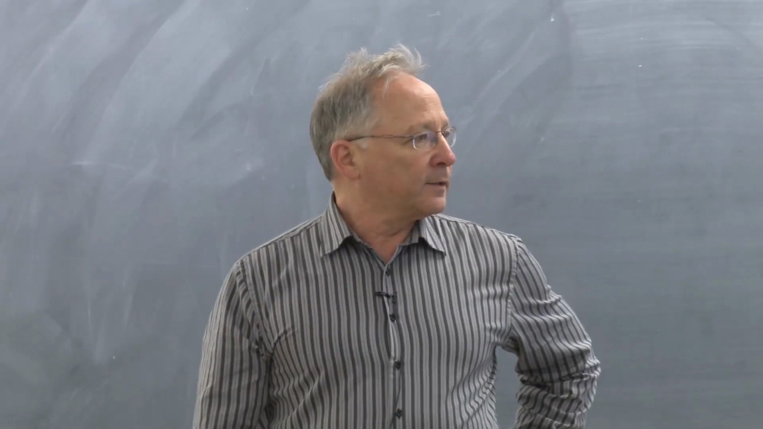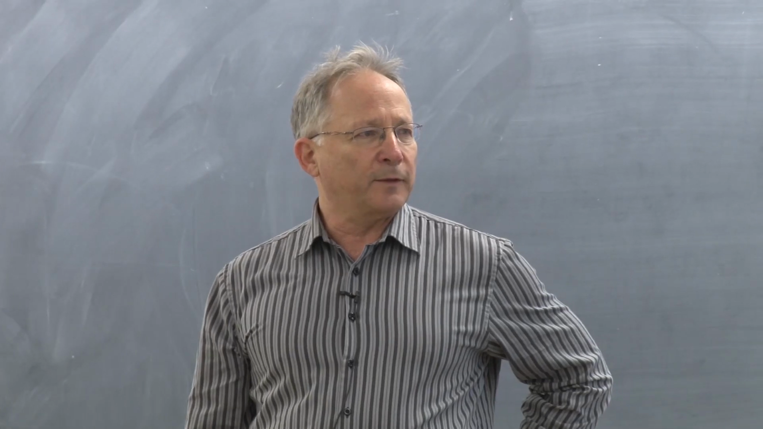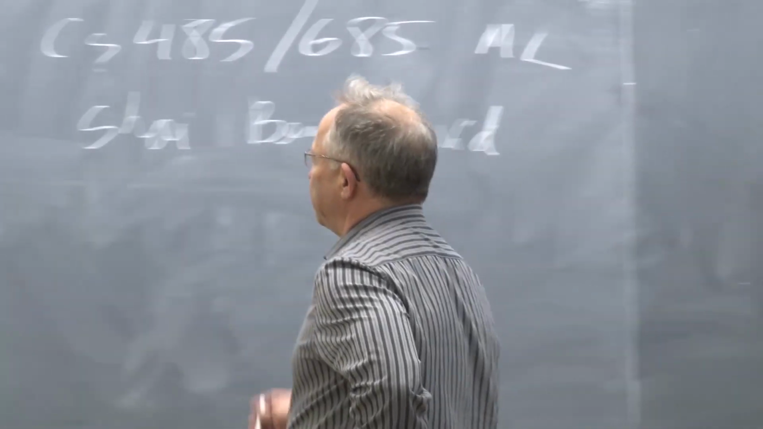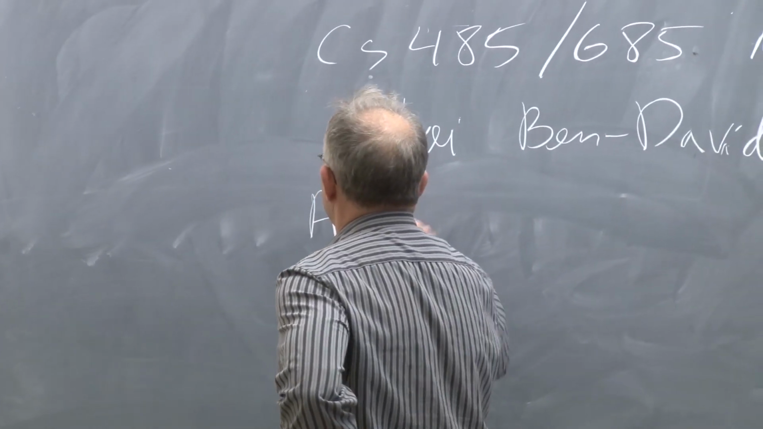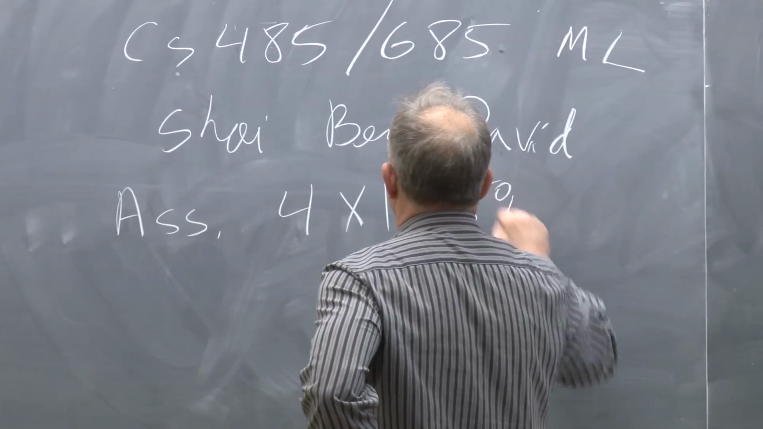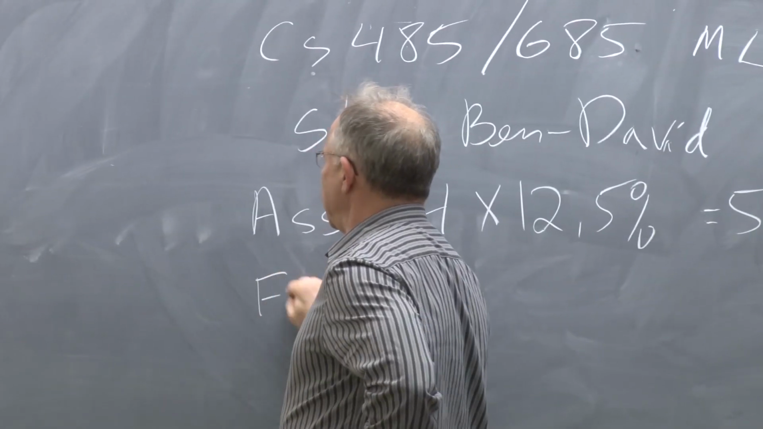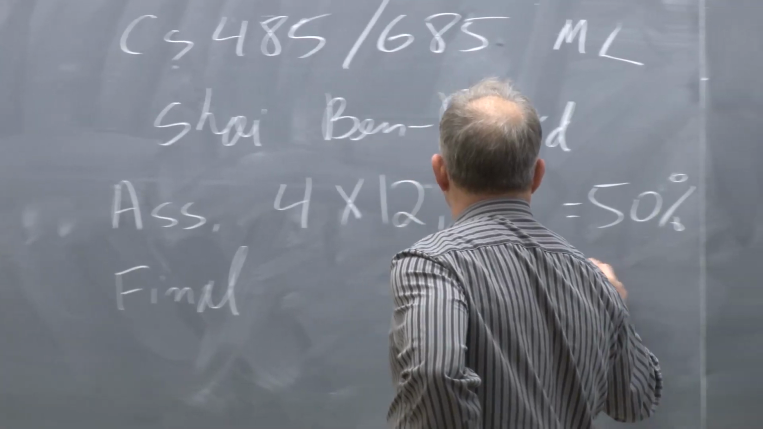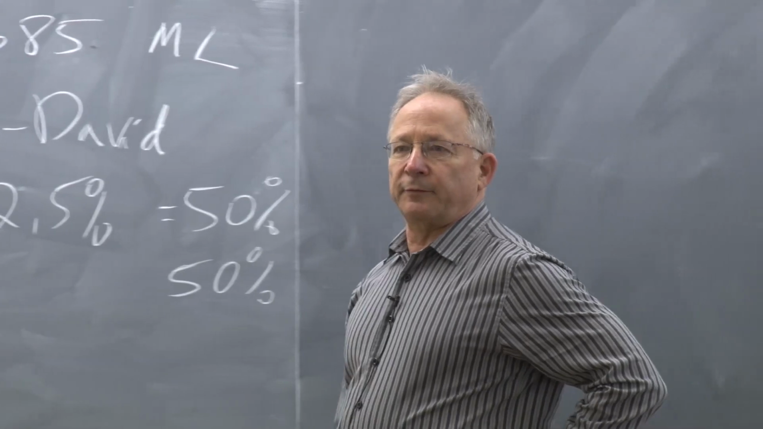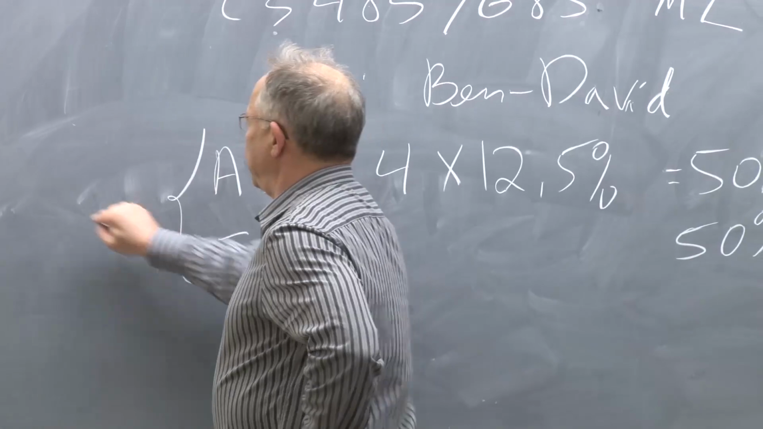Let me start with some administration things. The first question people ask is about the course mark. We're going to have assignments, 4 assignments times 12.5%, so this is 50%. And we are going to have a final, which is going to be another 50%. You have to pass the final to pass the course. This is for the 485.